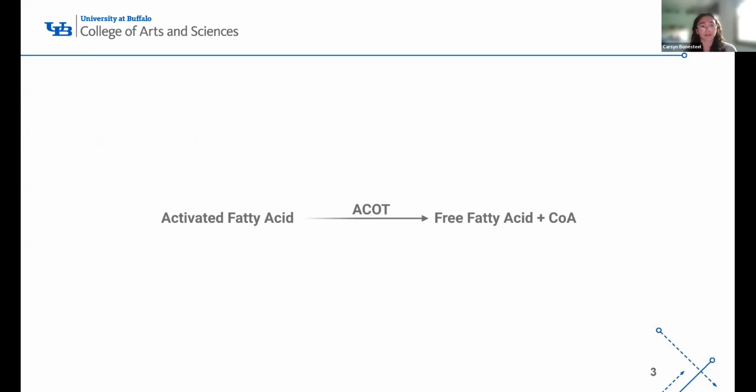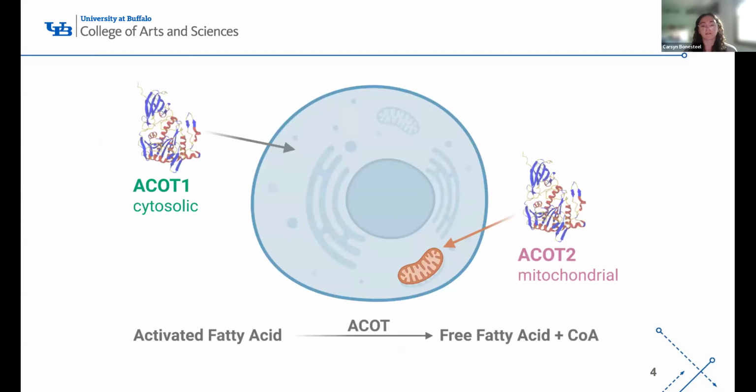And this reaction breaks down activated fatty acids to free fatty acid and CoA. And among this very large gene family, we are interested in ACOT1 and ACOT2. These two genes are about 99% similar to each other on the amino acid level, but they have distinct cellular compartments. So ACOT2 has a signaling domain that transports the protein to the mitochondria, whereas ACOT1 does not have this domain and remains in the cytosol.